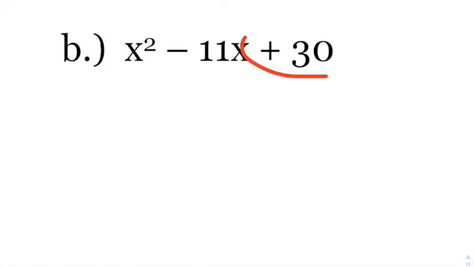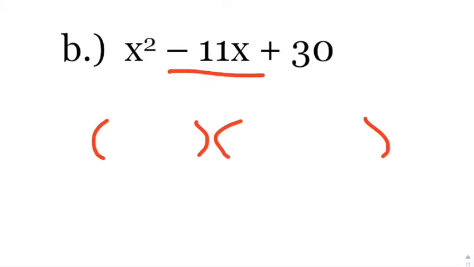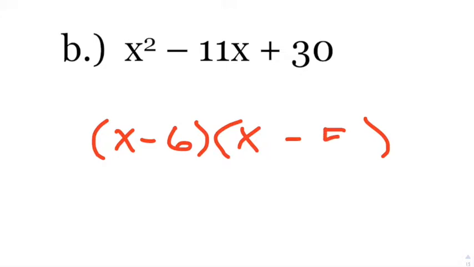Notice that we need what multiplies to positive 30 but adds up to negative 11. Right then and there, that tells me I need two negative numbers. A negative times a negative will be a positive, but those same two numbers will add up to negative 11. So x times x up here in the front, and then it looks like we're going to have negative 6 and negative 5. What multiplies to 30 and adds to negative 11.